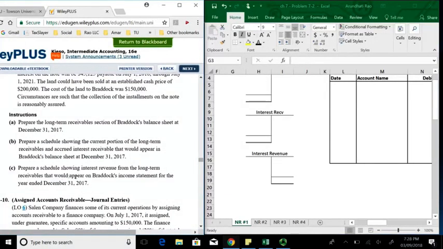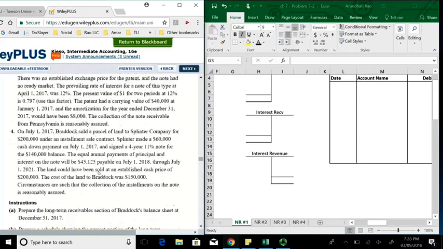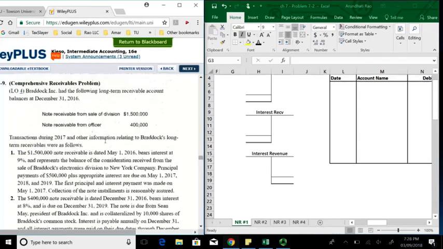And prepare a schedule showing interest revenue from the long-term receivables that would appear on Braddock's income statement for the year ended December 31st, 2017. So let's start at the top with the information presented. At December 31st, 2016, we have notes receivable from the sale of a division, $1.5 million, and a note receivable from an officer for $400,000. Transactions during 2017 and other information relating to Braddock's long-term receivables were as follows.